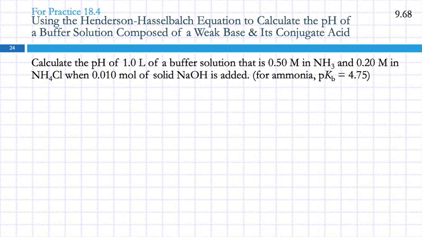So we're going to do the same thing. We're going to look at what we are adding. We're adding hydroxide to the buffer, and is that going to react with NH3 or NH4 plus? NH4 plus. So this is going to act as an acid and donate a hydrogen to the hydroxide, making water and ammonia.